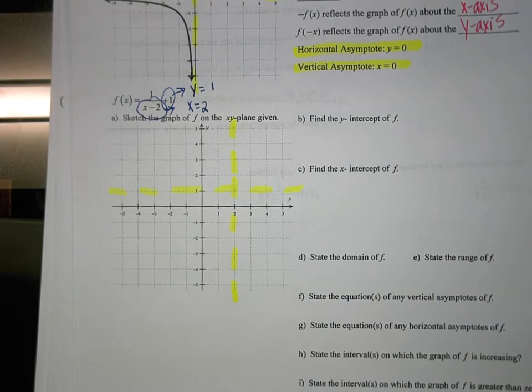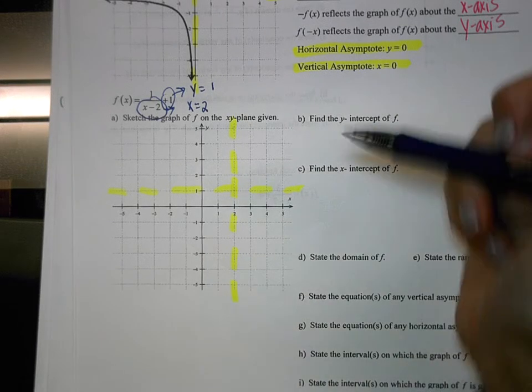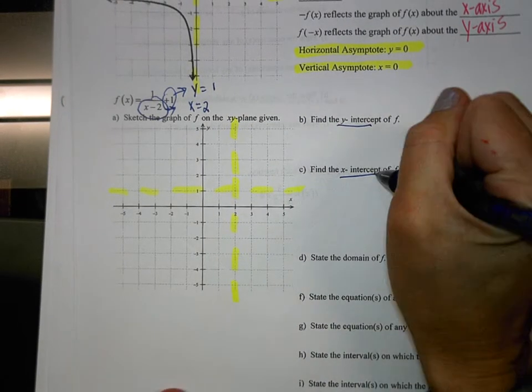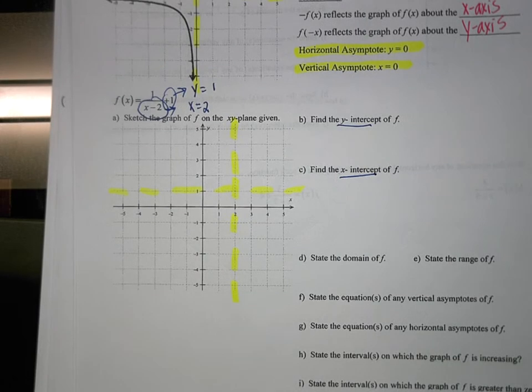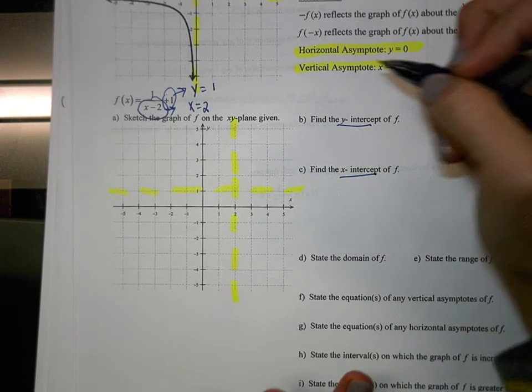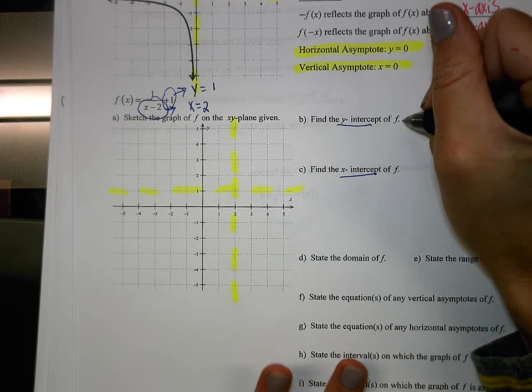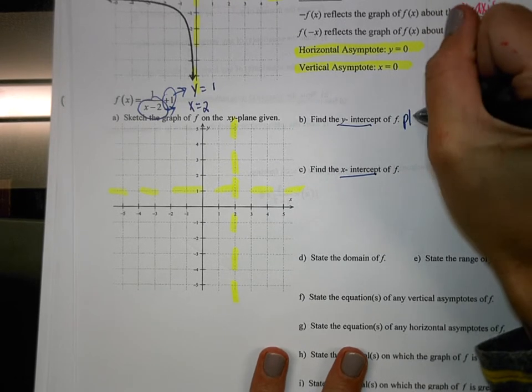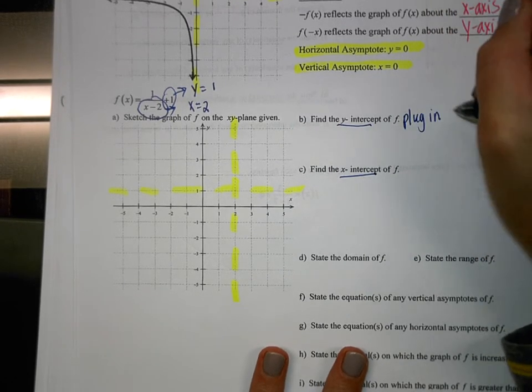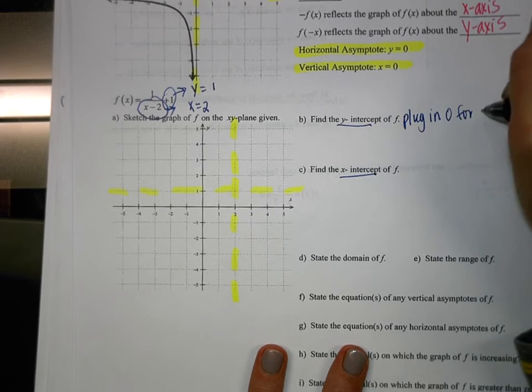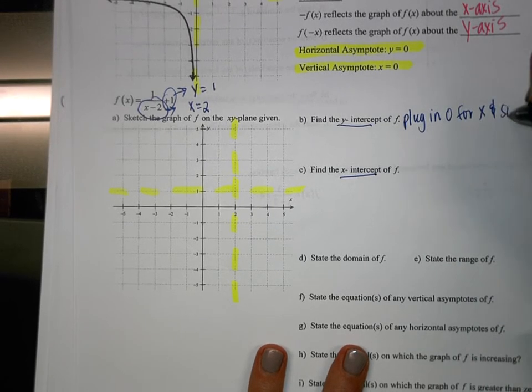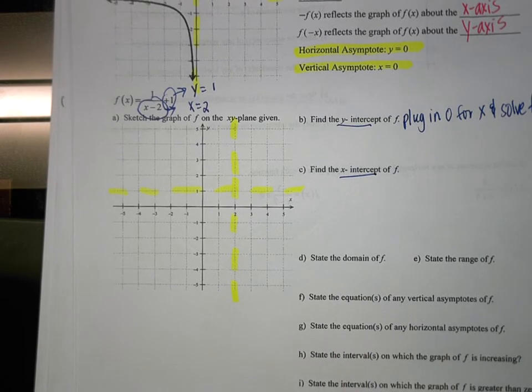Okay, the next thing, in order to make this graph as accurate as we can, once you have your asymptotes, you need to find your y-intercept and your x-intercept. And then you'll be able to do both of your curves. Who remembers how to find your y-intercept? Plug in 0 for x and solve for y.